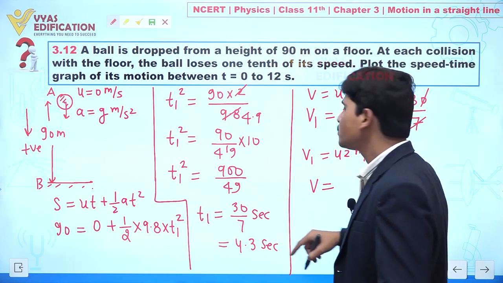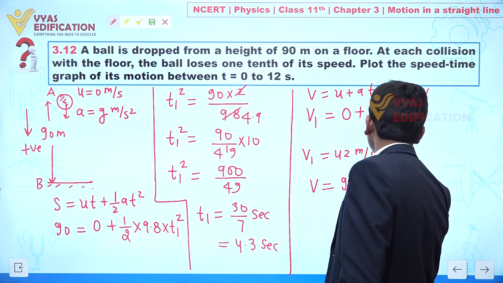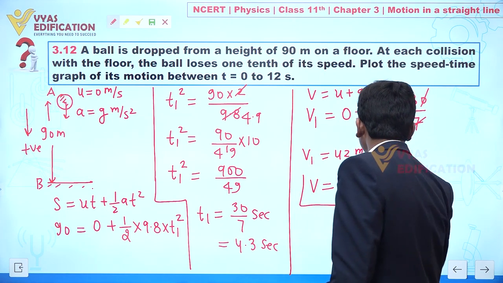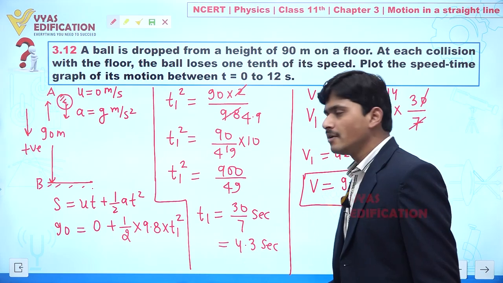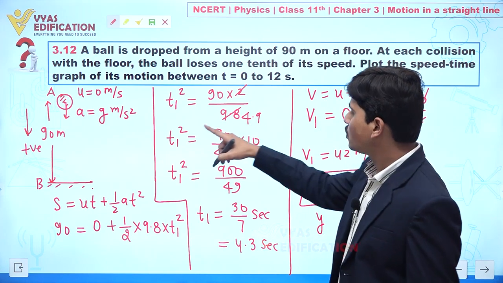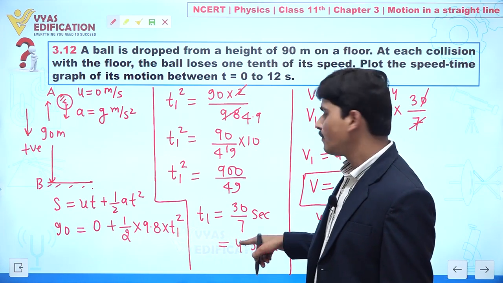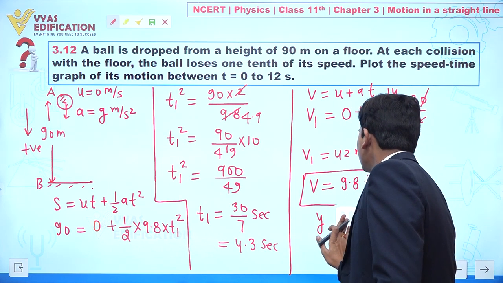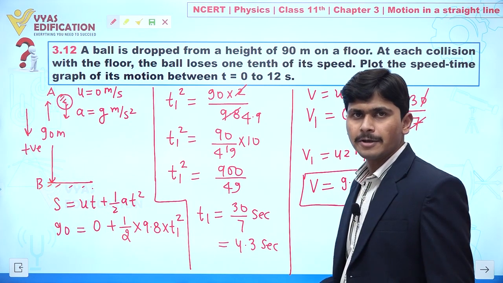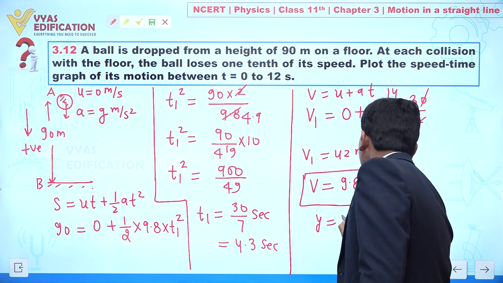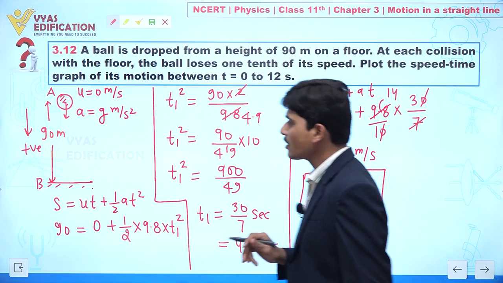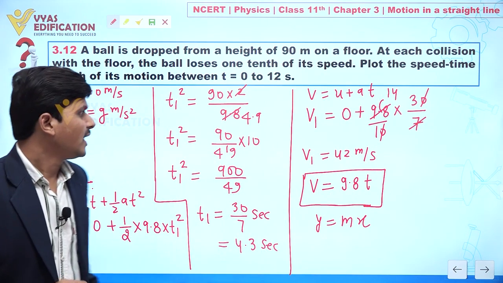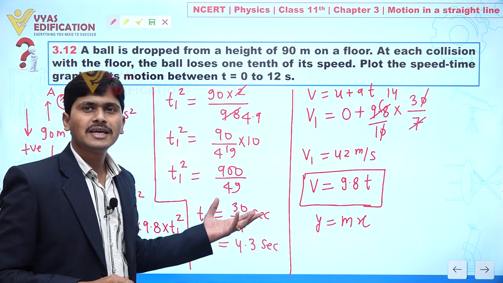Actually, if we write the expression of velocity in terms of time, it is equal to 9.8 times t. So directly you can see that in this region, from 0 to 4.3 second, velocity varies linearly with time. We can write it like this: y equal to mx. Now can we draw a graph here?